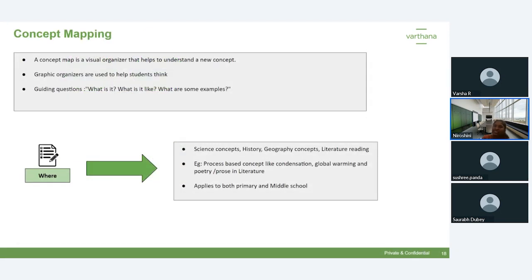So the next method, as we see in the student centered pattern, would be concept mapping. Some of you might be familiar with concept mapping. Here, we use a lot of visual organizers that help to understand the new concept. These graphic organizers also have patterns that help the students think conceptually, whether this particular concept is relevant and where it has to go. These graphic organizers push the students to think in that aspect.